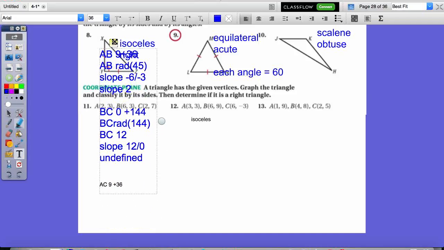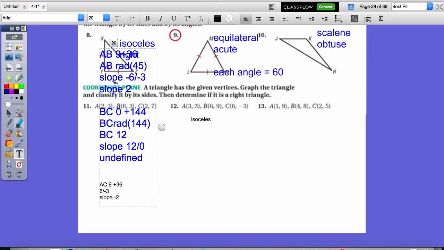And then AC: 3 minus negative 3 is 3 plus 3. So that's 6 for the change in y in the slope over x. 3 minus 6 is negative 3. So the slope is negative 2. That is not the reciprocal here. So they're the same.